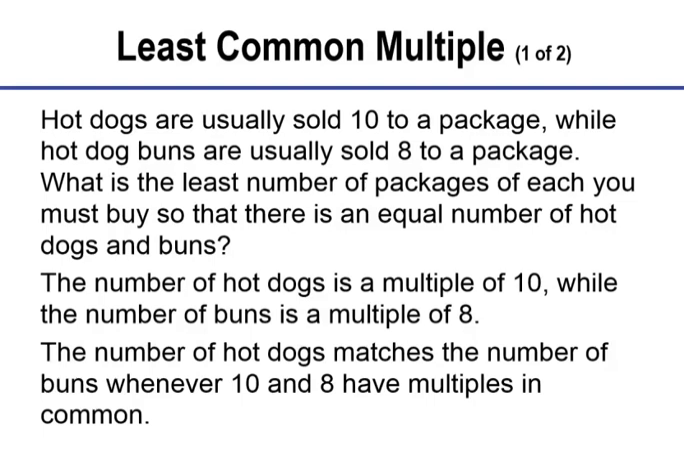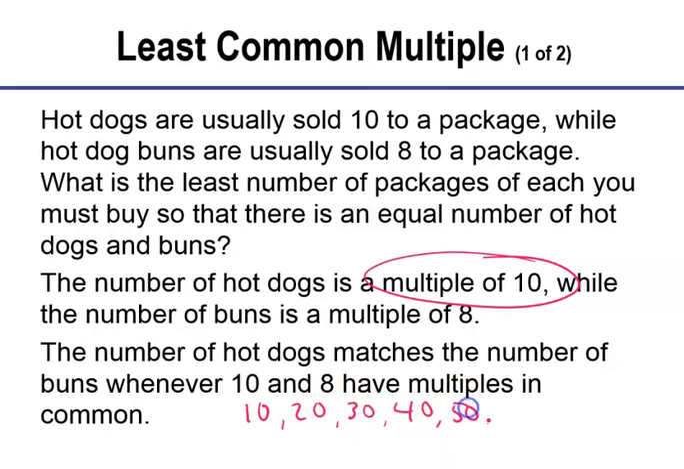The number of hot dogs matches the number of buns whenever 10 and 8 have multiples in common. So let's make a list. Let's do this by hand to start with. Okay, so first of all, hot dogs are in multiples of 10. So multiples of 10, what do we mean by that? Well, 10, 20, 30, 40, 50, 60, we've got the pattern down, right?